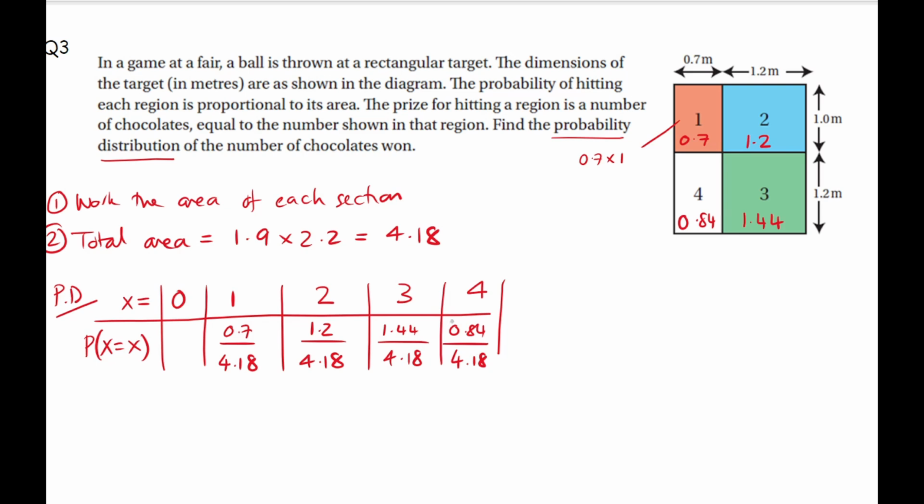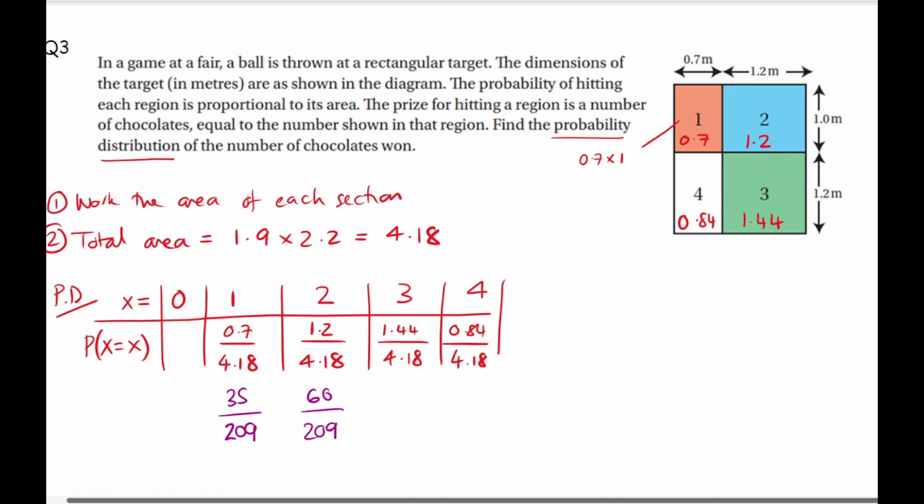Now from this, what you might think is, I don't really like writing decimals in a fraction, so we can write these as whole numbers. If I just type into my calculator, it should do the simplifying for me. So this gives me 35 over 209, then 1.2 over 4.18 gives me 60 over 209. 1.44 divided by 4.18 gives me 72 over 209, and 0.84 divided by 4.18 gives me 42 over 209.